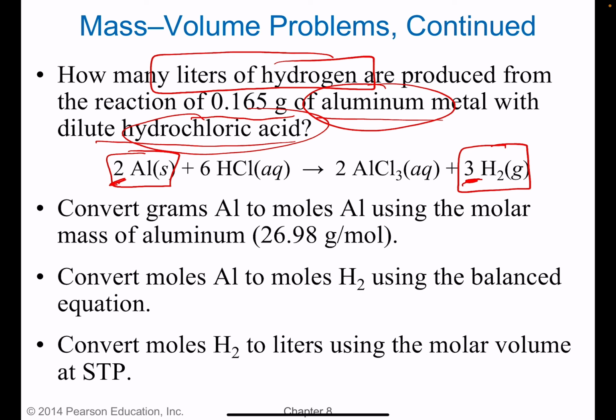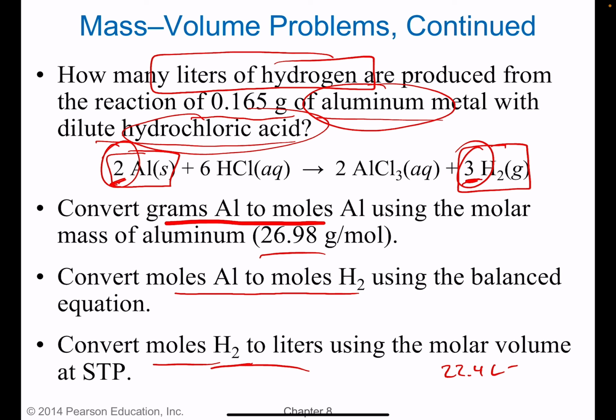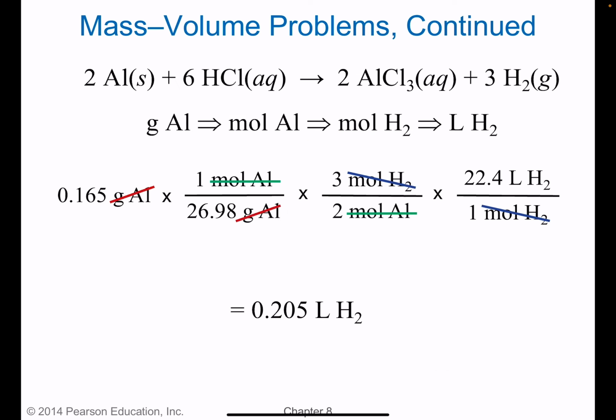So the first thing, convert grams to moles, and we can just use the molar mass. So directly off the periodic table, 26.98 grams per mole. Then go from moles of aluminum to moles of H2 using the balanced chemical equation. So the molar ratio is the 2 to 3 molar ratio. And then since hydrogen is a gas, we can go from moles to liters using the molar volume. So that's the 22.4 liters per mole. So this was the game plan that we just outlined: grams to moles to moles to liters.